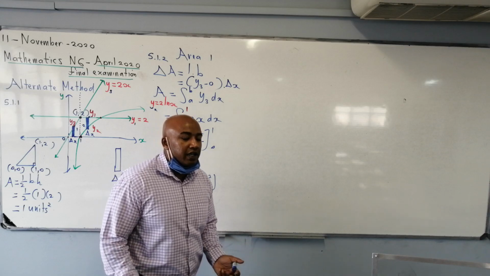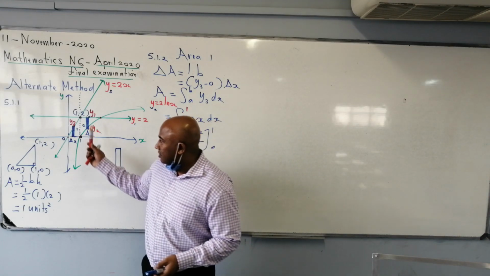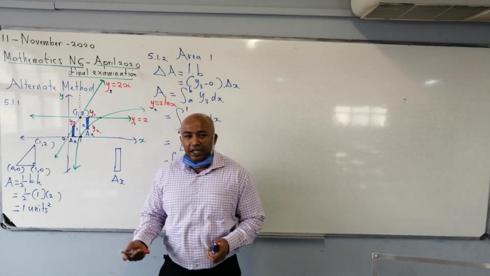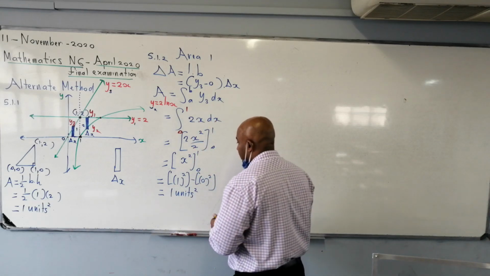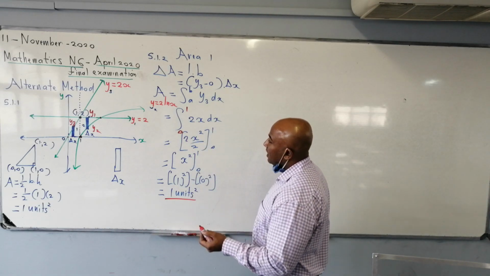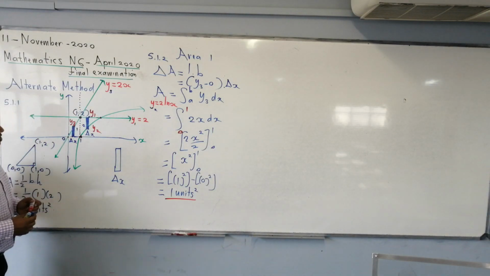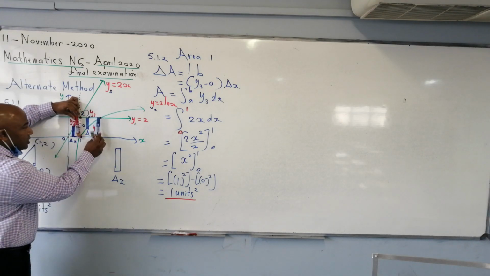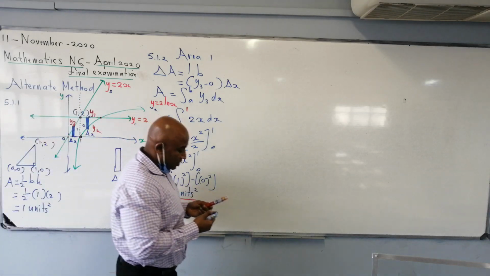So this is using calculus, using integration to work out the area. Here, we noticed that there was a right angle triangle, so we can always check our answer by working out half base times height. So this is area 1. Now what about area 2? Area 2 is from this point to this point here. There's the area 2 here. So let's deal with area 2.